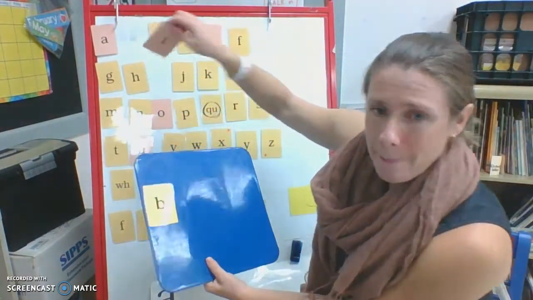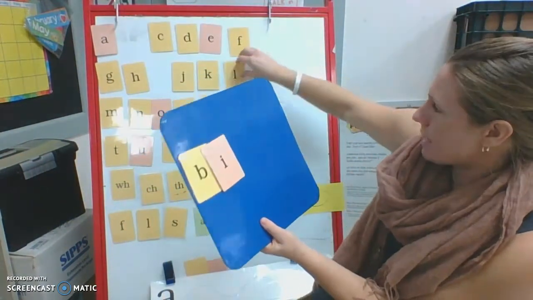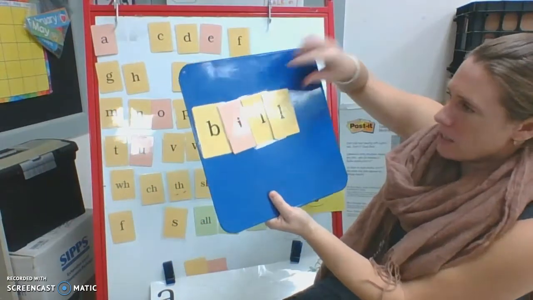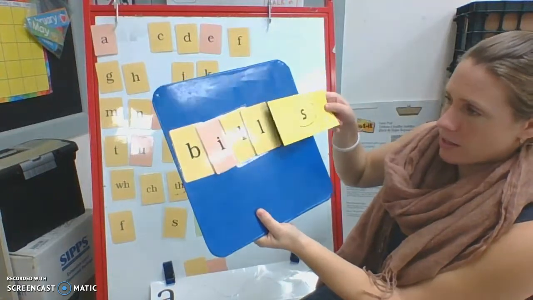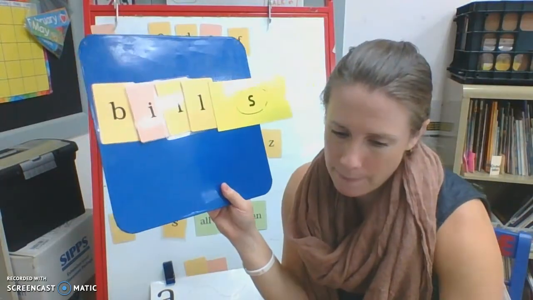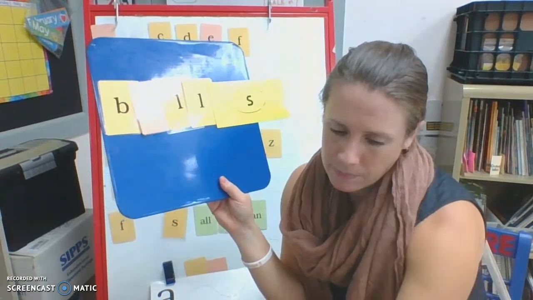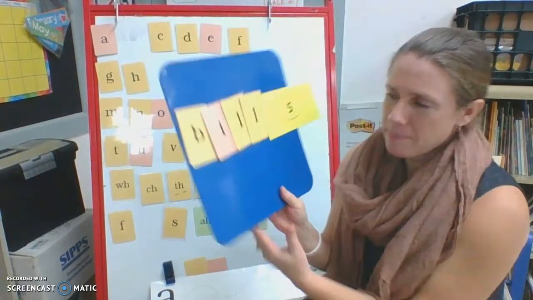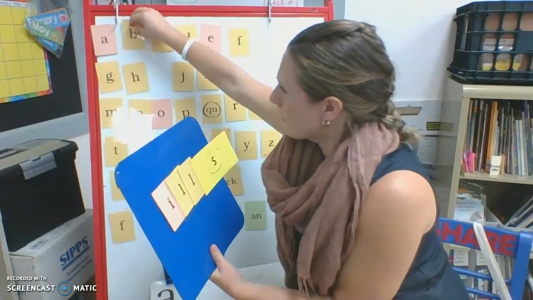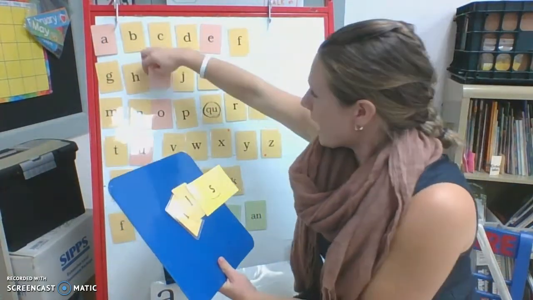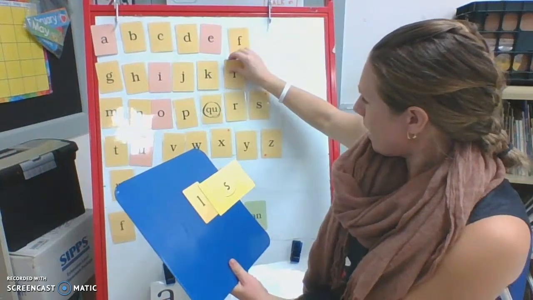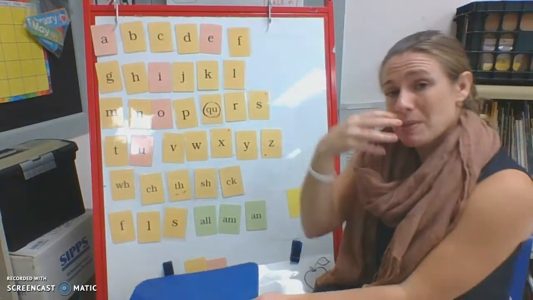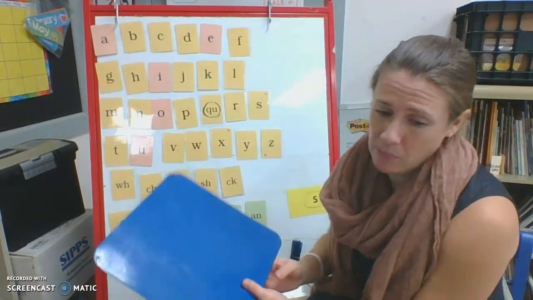Build the word bill. And then make it say bills. Don't forget that bonus L and that suffix S. Bills. Okay. Spell it away. B-I-L, bonus L, suffix S. You should be saying what the letters are while you put them away.